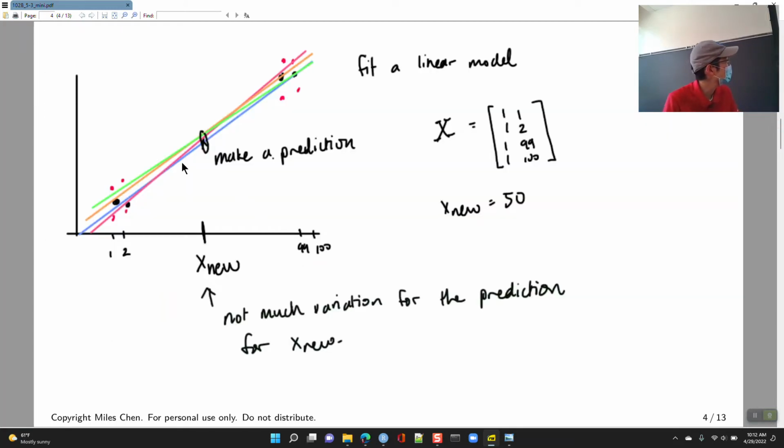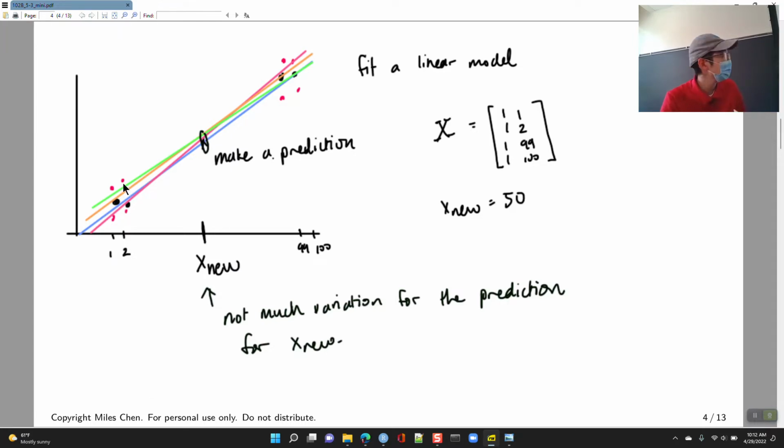And the idea here is, I've got observations at 1, 2, 99, 100, and I'm fitting a linear model here, right? And I've got all of these different colors here. Let's say I observed these black dots at 1, 2, and these black dots at 99, 100, and I'm going to make a prediction. This is kind of like where my prediction would be, right along this blue line.